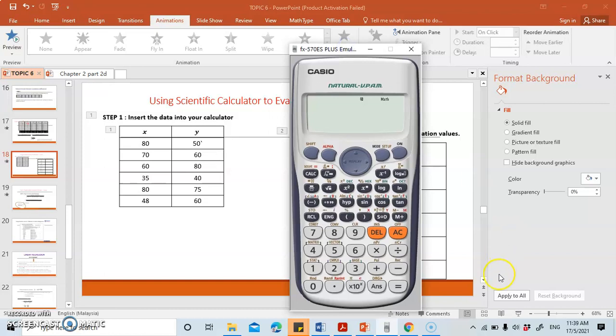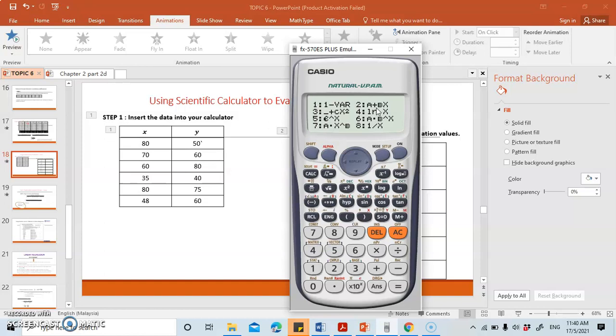The first step is to insert the data into your calculator. This is the data given to you in the question, the x and y values. As usual, first change the mode of your calculator to the statistical mode, number 3 here. Now press number 2, a plus bx. Actually, a plus bx is the regression equation that you will learn in our next class.